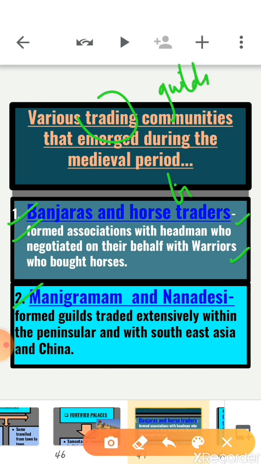Now next we have Manigramam and Nanadesi. There were several such guilds and associations in South India from the 8th century onwards. The most famous were the Manigramam and Nanadesi. They formed guilds and traded within the peninsula and with Southeast Asia and China.